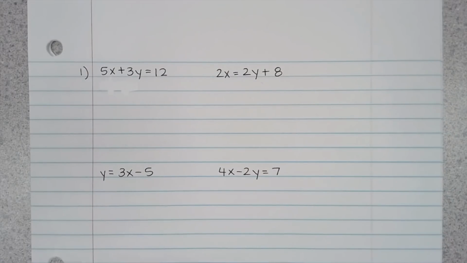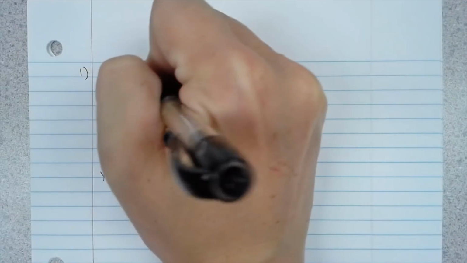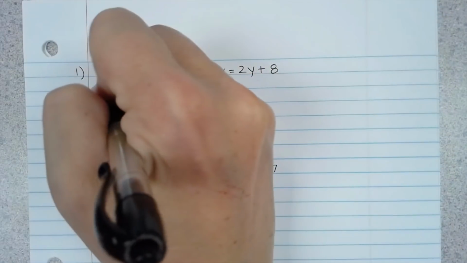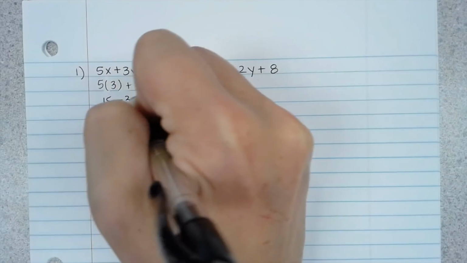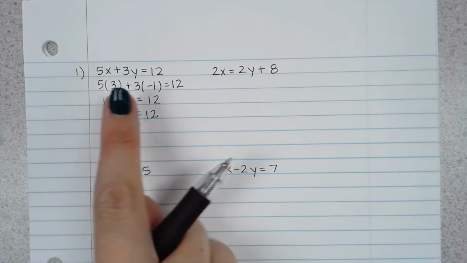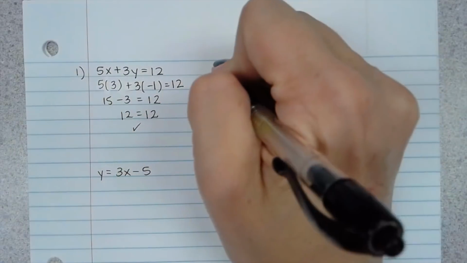So what I'm going to do over here is plug in a 3 for my x, and then I'll plug in a -1 for my y, and I'll start by checking the first equation. 5 times 3 is 15. 15 minus 3 equals 12, and so I get 12 equals 12. That means that 3, -1 is a point on this line, but now I need to check and see if it's on this line as well.